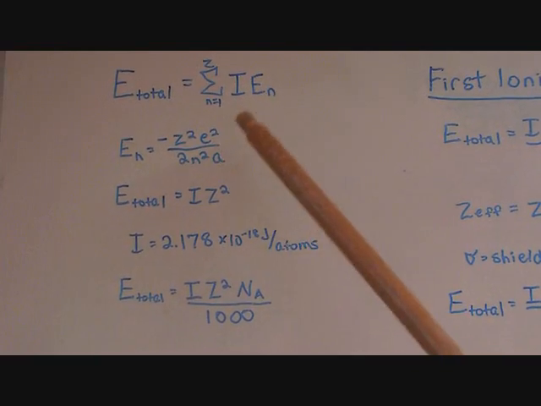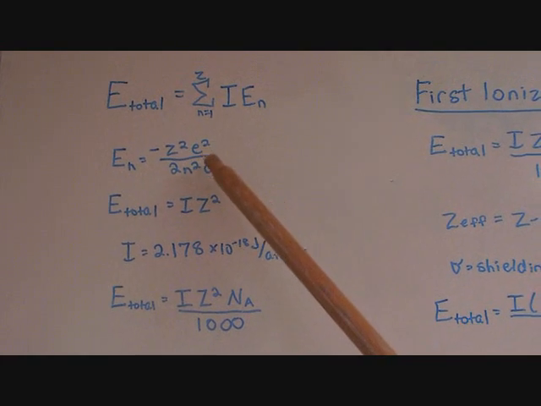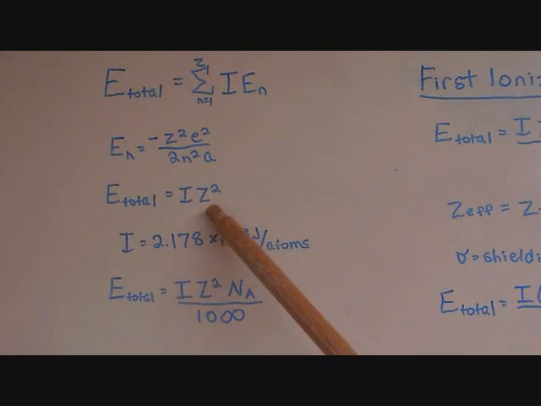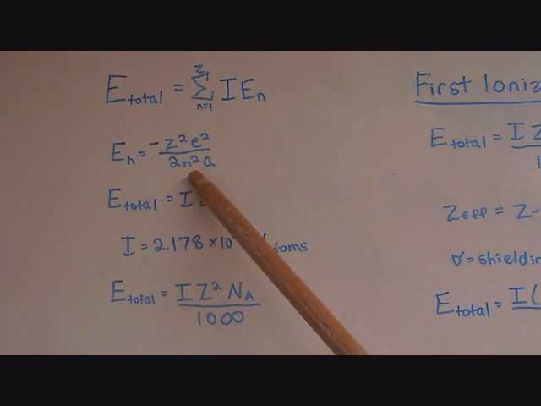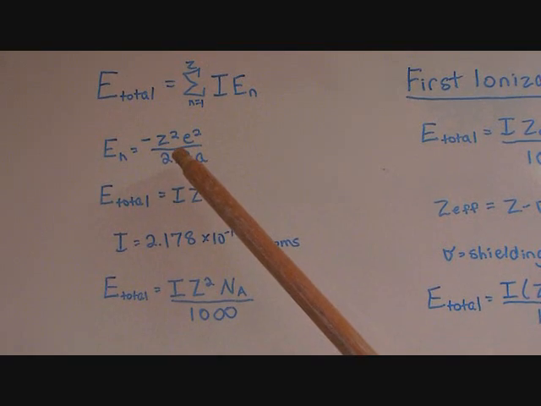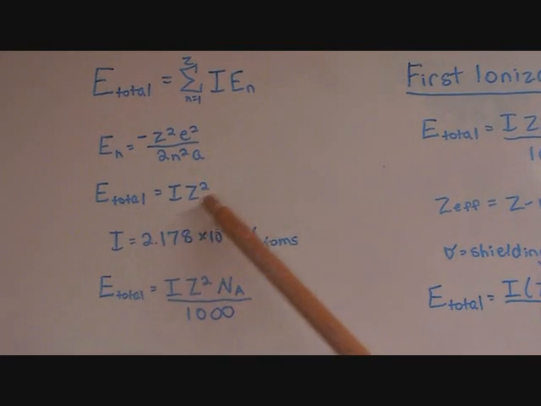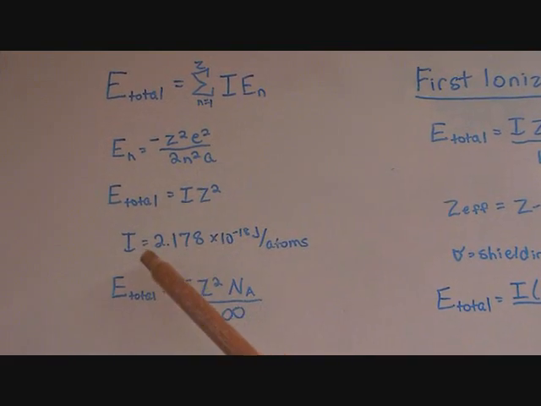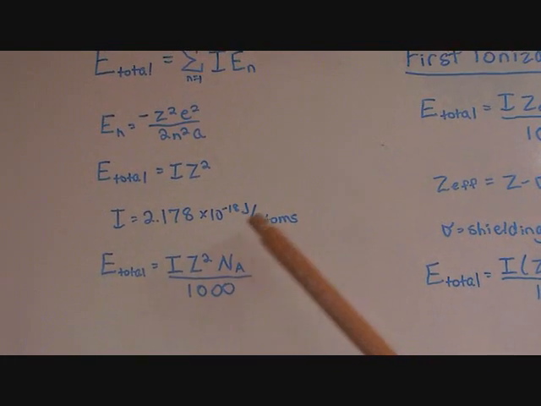So in order to convert from Hartrees to joules per atom, these get converted, and the final equation is this right here, because the principal quantum number for each of the atoms that we're dealing with is 1 because it's in its ground state. So the total ionization energy equals I times the nuclear charge squared, where I is 2.178 times 10 to the negative 18 joules per atom.